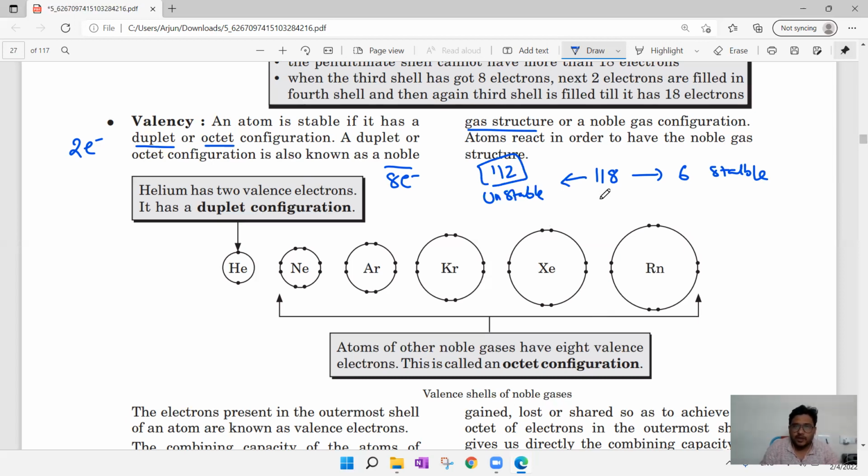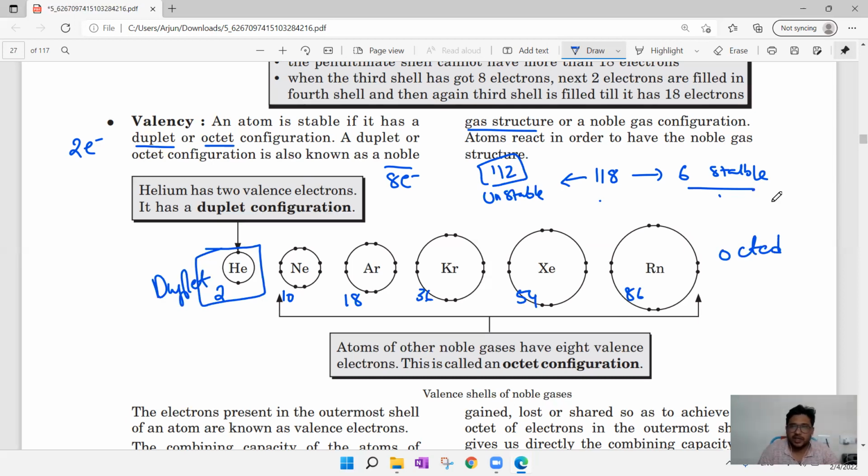Here there are 6 stable elements. Those 6 stable elements are helium, atomic number 2; neon, atomic number 10; argon, atomic number 18; krypton, atomic number 36; xenon, atomic number 54; and radon, atomic number 86. These are the 6 stable elements which follow duplet or octet. Here only helium follows duplet, and all the other elements follow octet.